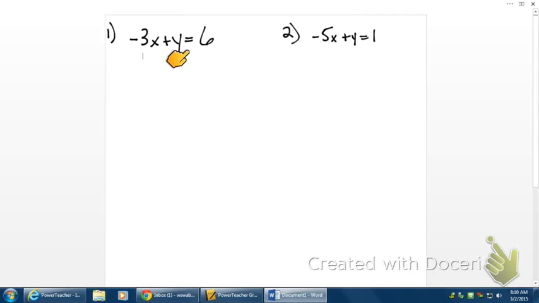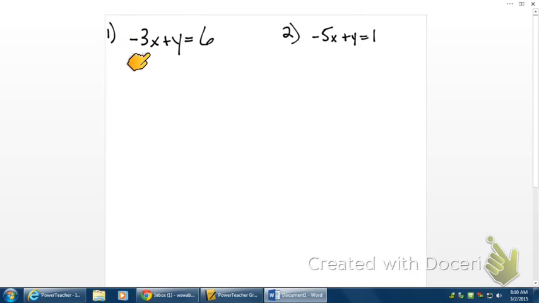if I wanted the y by itself, if I want to solve for y, if I want this y all by itself over here, what would I have to do to get rid of this negative 3x? Would I divide both sides by negative 3? No, you would not be dividing by 3 for both sides.